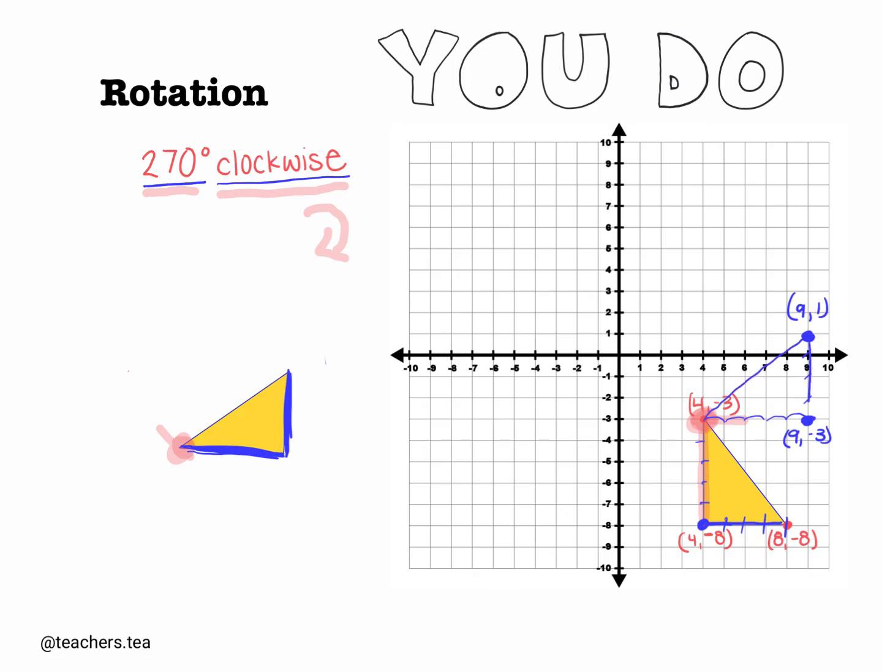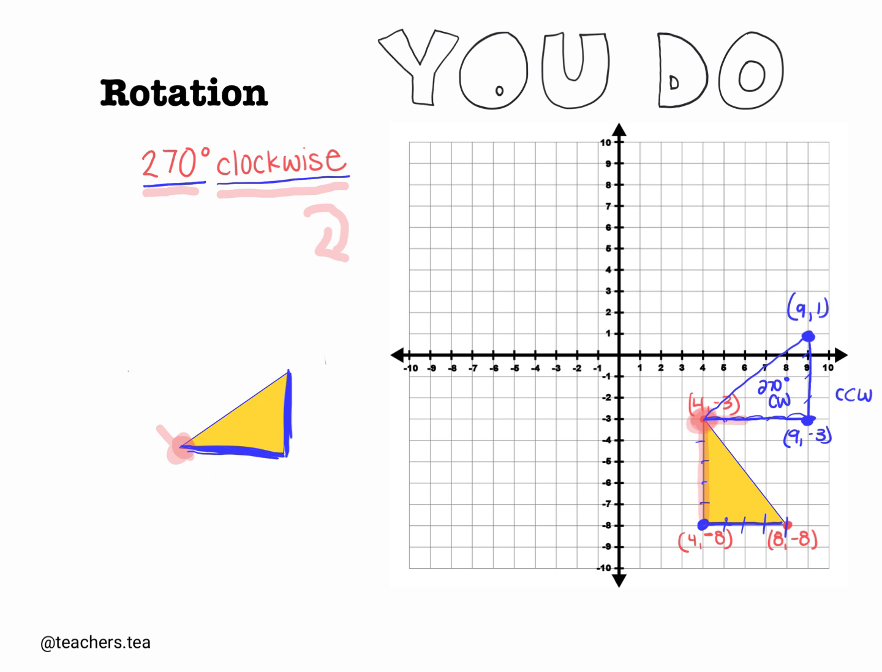You are going to connect the dots, connect the coordinates to create the triangle. And this is rotated 270 degrees clockwise. Okay, so I always get my students to label theirs. So they'll label which degrees it is, and then clockwise is CW, and counterclockwise would be CCW, just so I can see that they understand it all.